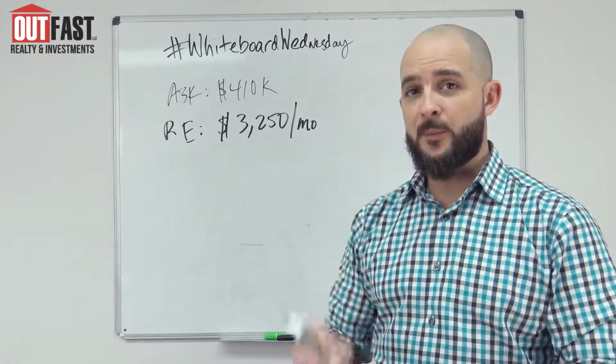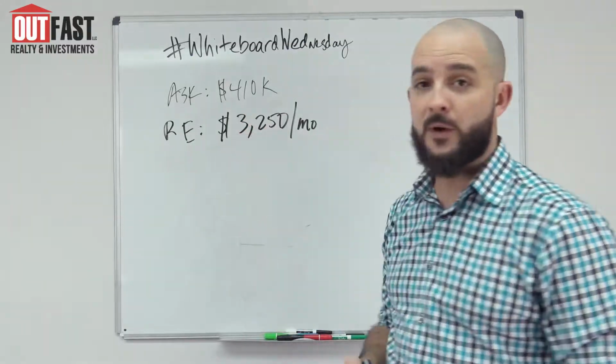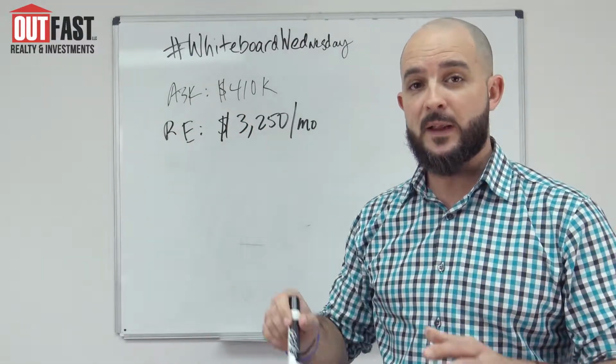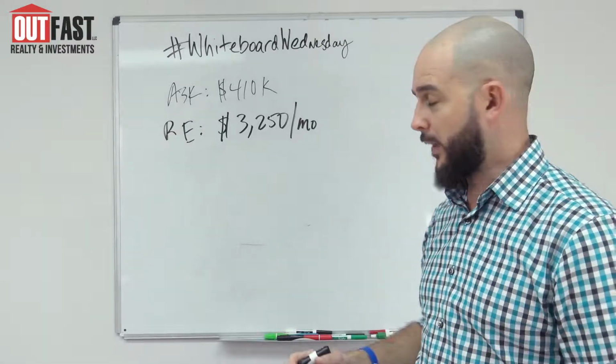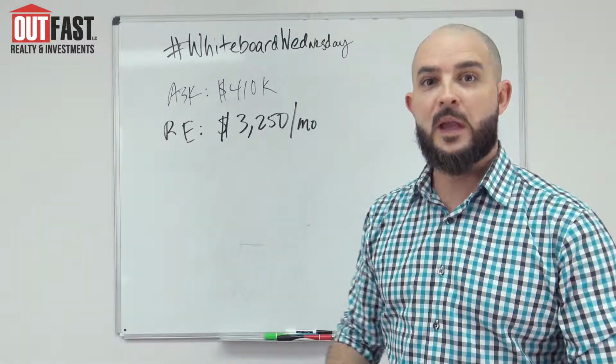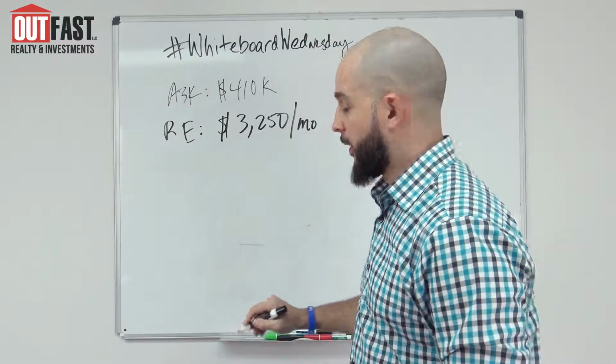So already we're at a 10% gross. If you bought that property at $410,000, that's a 10% gross return on your money for the year. That's not good, okay, folks? So let's go a little bit deeper.